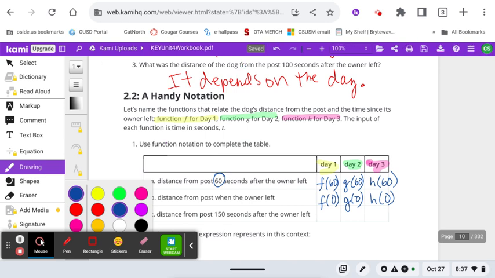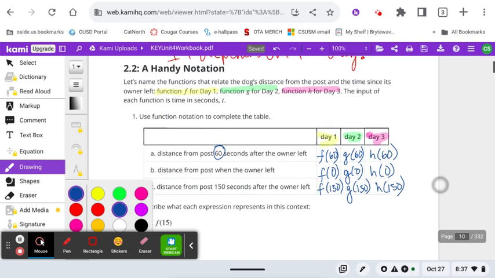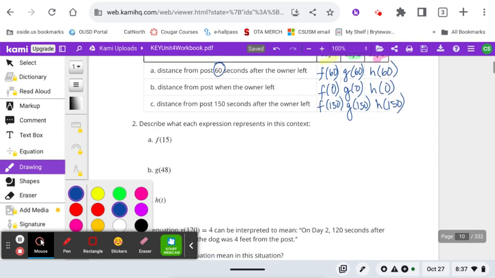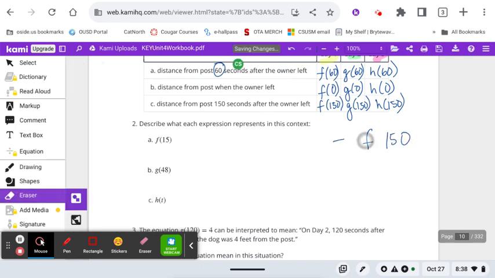But how do we call all these specific names, the new function names? Finally, the distance from the post 150 seconds after the owner left. Notice we're just taking each of those inputs and putting it in. Okay, repeat after me. F of 150, G of 150, H of 150. That's how we say these new function names. F of 150. So we throw a little word of in there. Have you heard of function notation before?